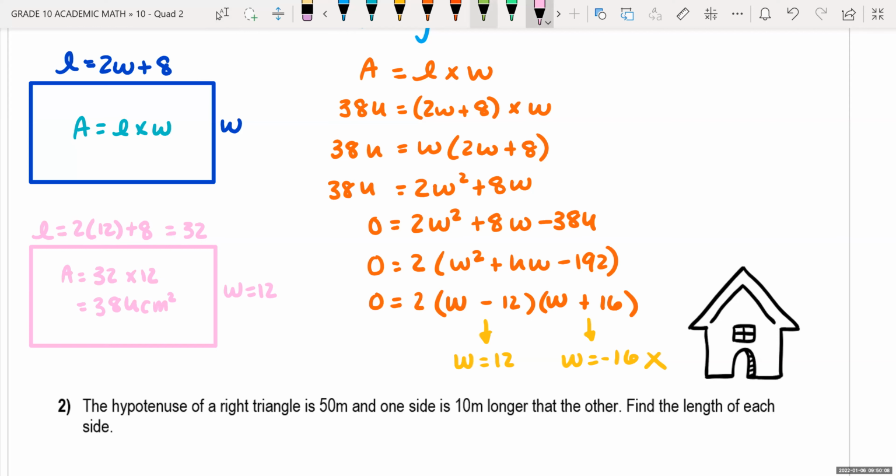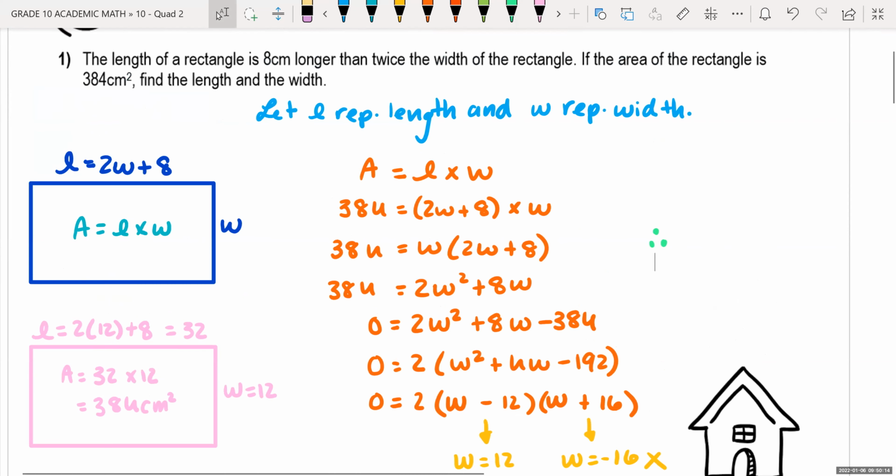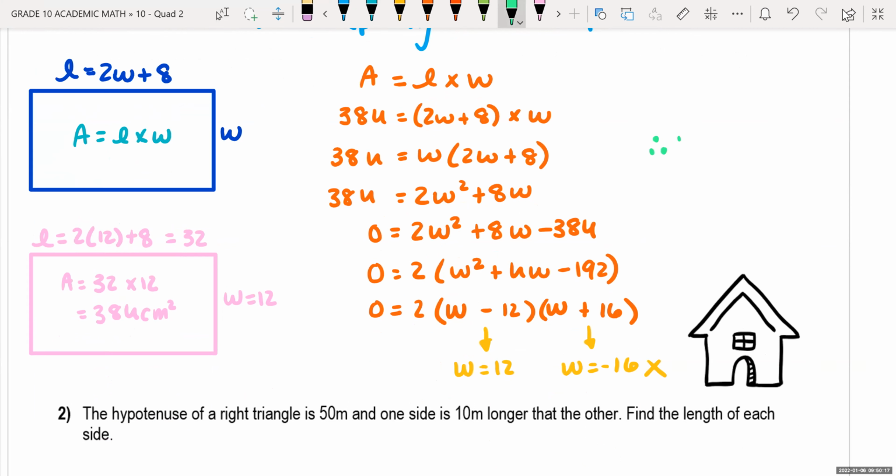And so our therefore statement is going to say just that. Therefore, by the way, the question was asking, find the length and width. So therefore, the length is 32 centimeters and the width is 12 centimeters.